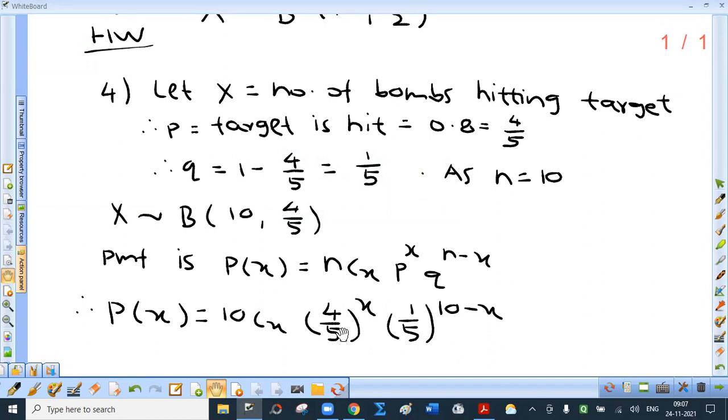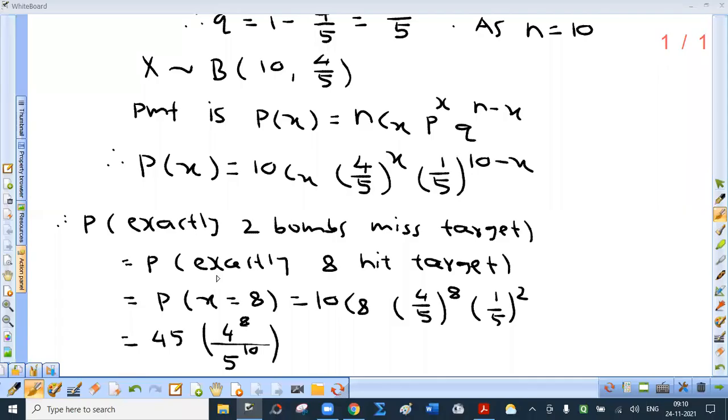Okay. Now what is asked? Exactly 2 bombs will miss the target. See, we have defined capital X as what? Number of bombs hitting the target. So exactly 2 miss the target means exactly 8 will hit the target. So we have to find P of 8. So it is 10C8. I have already explained this. 10C8, 4 upon 5 raised to 8, 1 upon 5 square. What is 10C8? 45. So 45 into 4 raised to 8 upon 5 raised to 10. This is the answer.